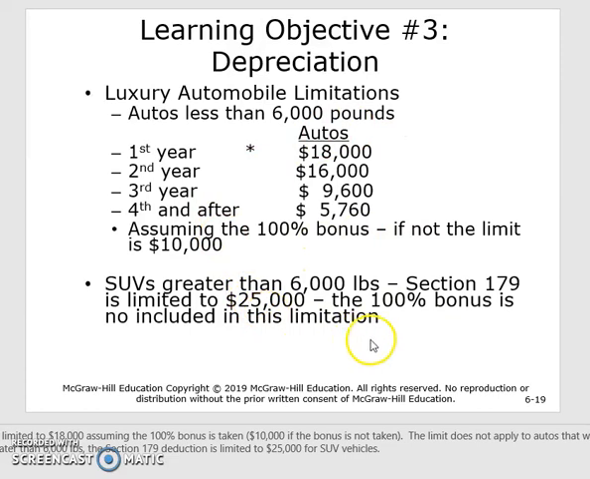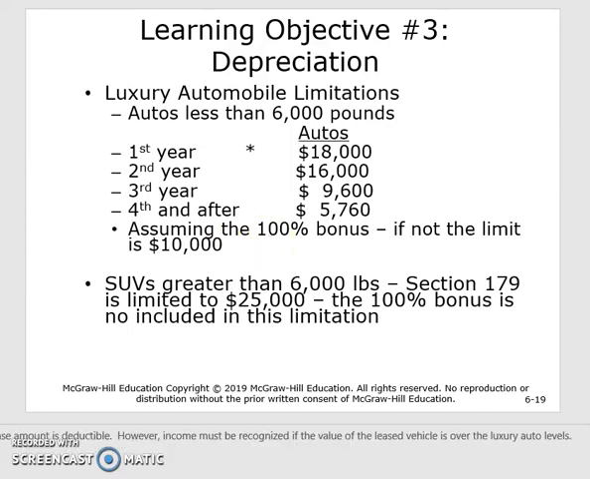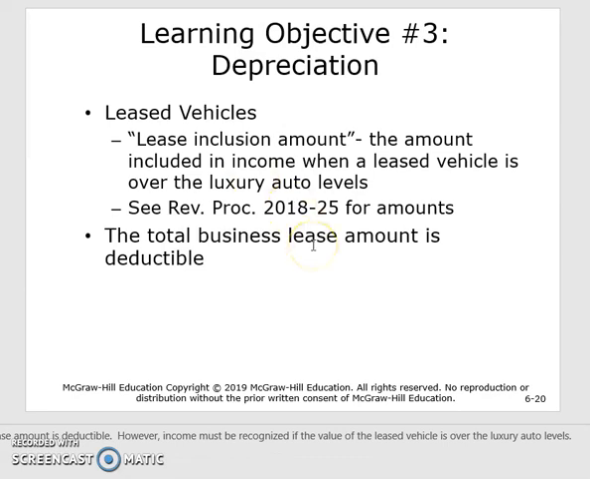For purposes of this class, I just want you to know that there are limitations put on depreciation for luxury automobiles. You're not going to need to memorize all of the limits per year for any homework or exam purposes. For leased vehicles, there is a lease inclusion amount that's published by the IRS, and this is included in income when a leased vehicle is over the luxury automobile levels. This amount is published by the IRS in Revenue Procedure 2018-25. The total business lease amount is deductible.